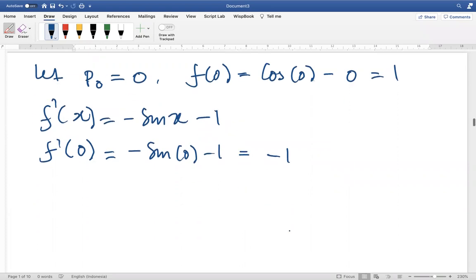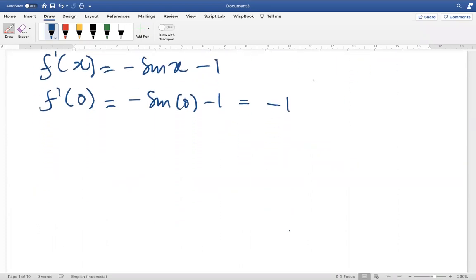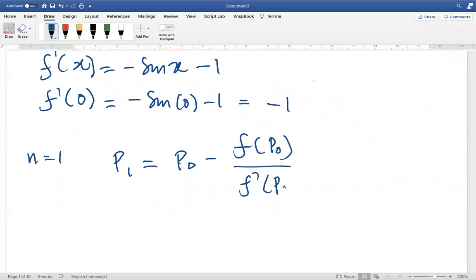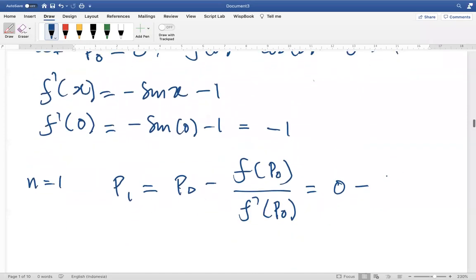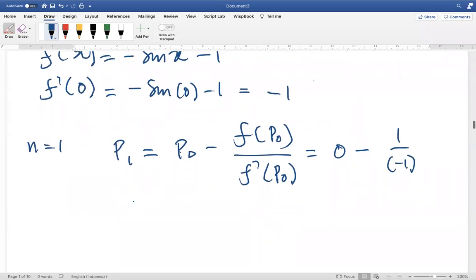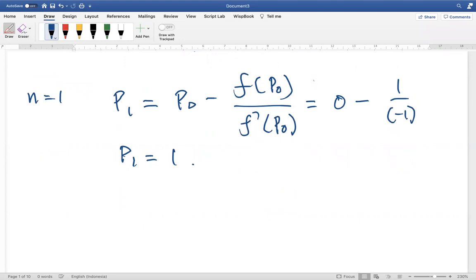Okay. Now put into the iteration, yeah, n equal 1. So you have p1 equal to p0 minus f(p0) over f prime(p0). Then we have 0 minus 1 over minus 1, yeah. So p1 becomes positive 1, okay. So you have p1.